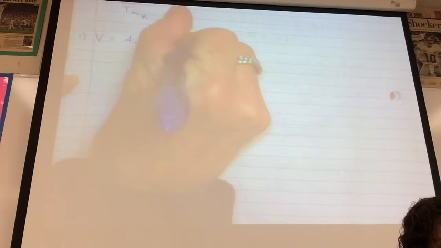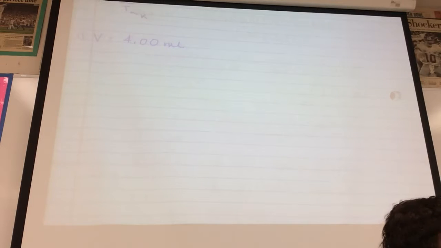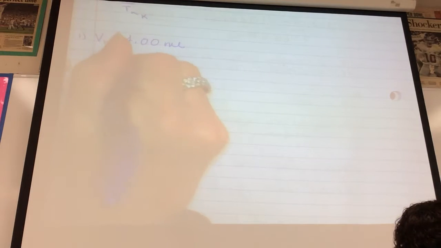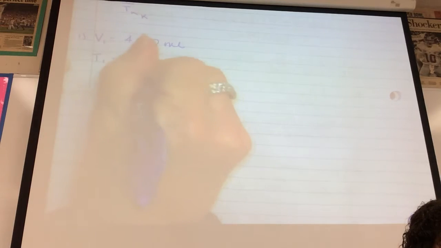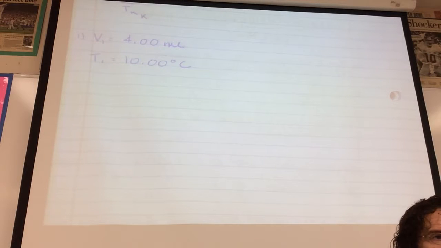Here we go. So, it says krypton occupies a volume of 4 mils. Now, in Charles' law or Boyle's law, it doesn't matter if the volume is in mils or liters as long as you're consistent with it. And the temperature is 10 degrees Celsius.